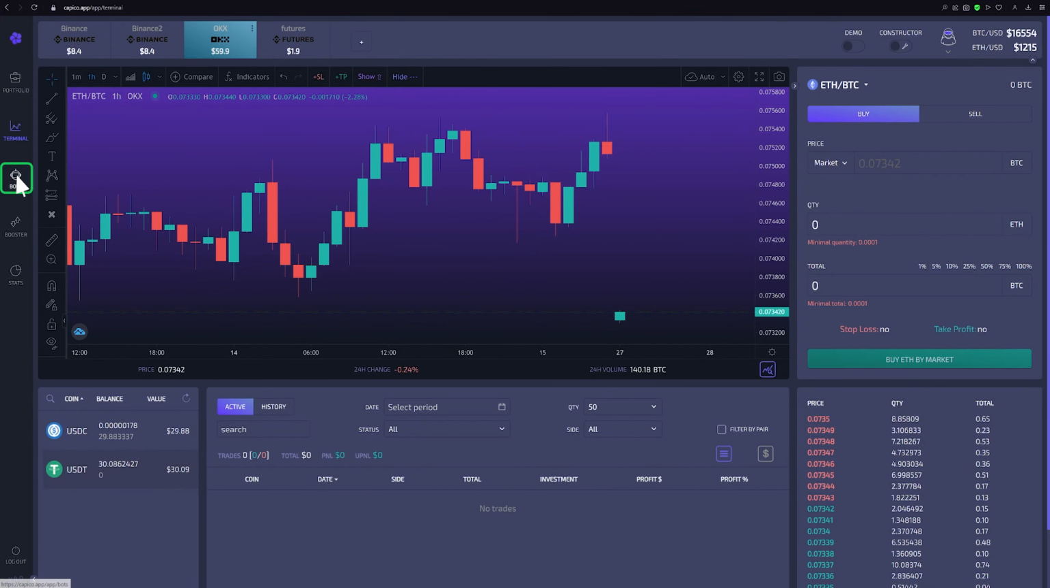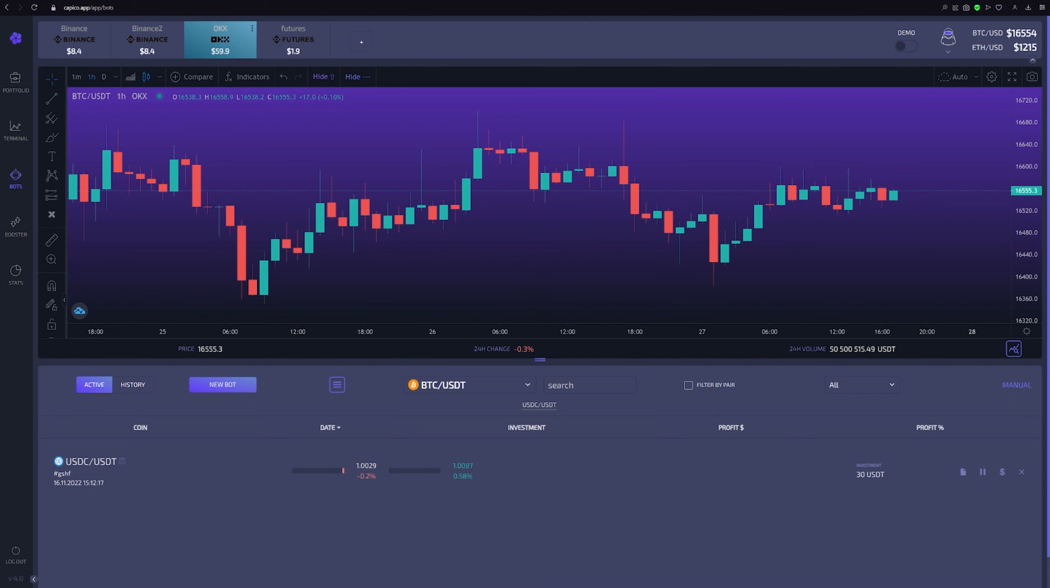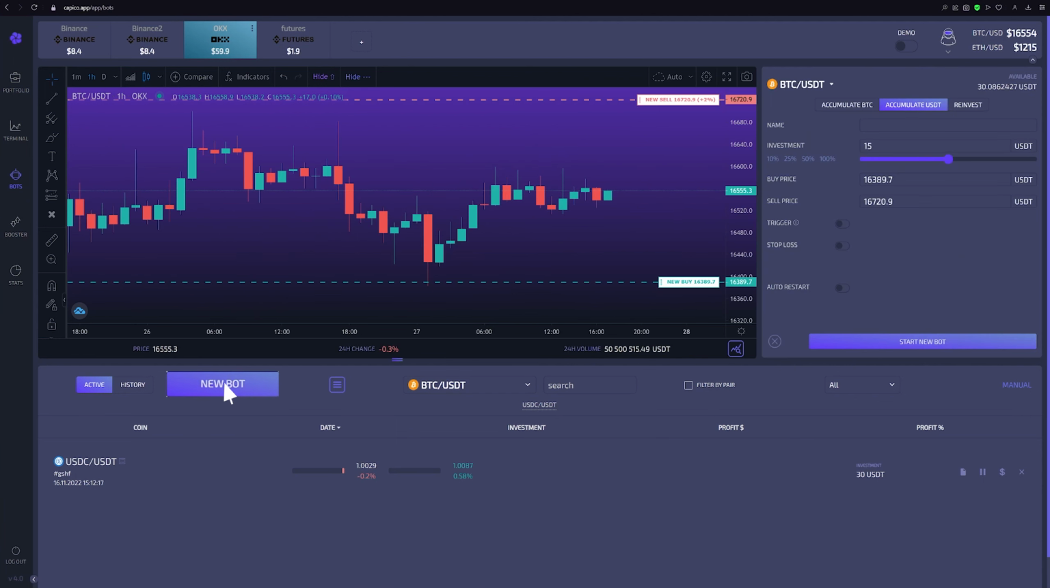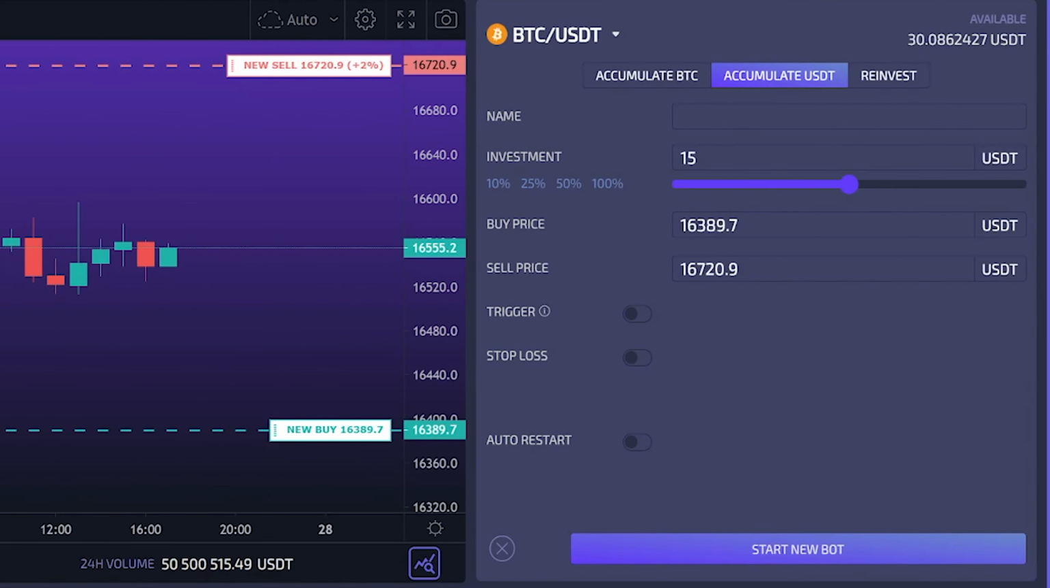So first, we want to navigate to the bot section on the left. Here, click New Bot and the bot configuration will open. Now, first thing you need to choose is the trading mode for the bot. It has 3 in total.